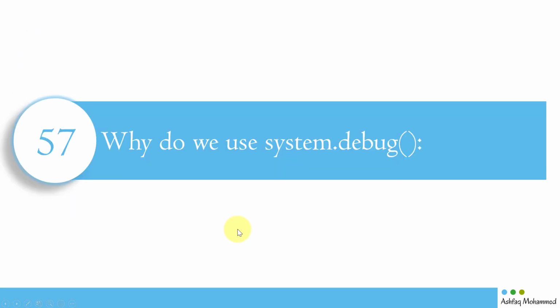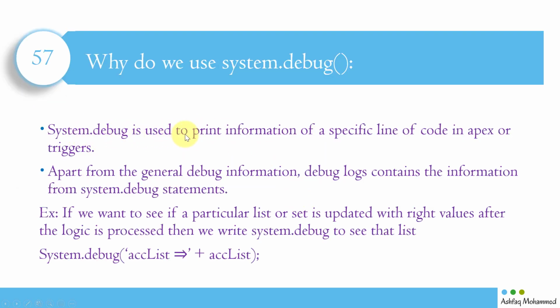Cool. Next question, why do we use system.debug? Debug logs give us some basic information which the debug log is supposed to do. But if I want to get some specific information, then what do I have to do? System.debug is used to print information of a specific line of code in Apex or triggers. So apart from the general debug information, debug logs contain the information from system.debug statements, so try to have as many system.debug statements in your code.